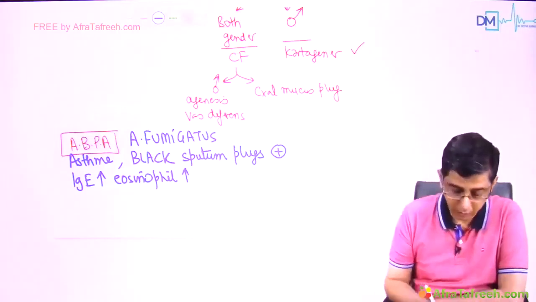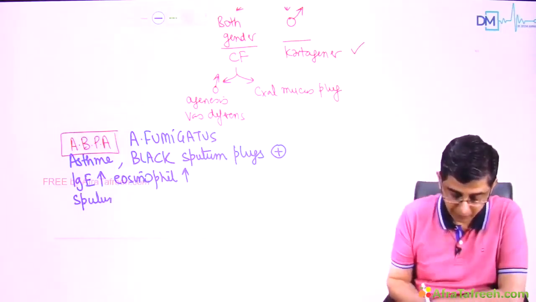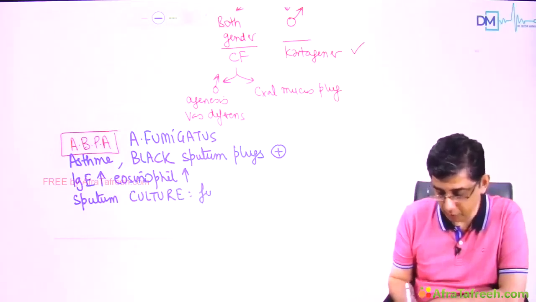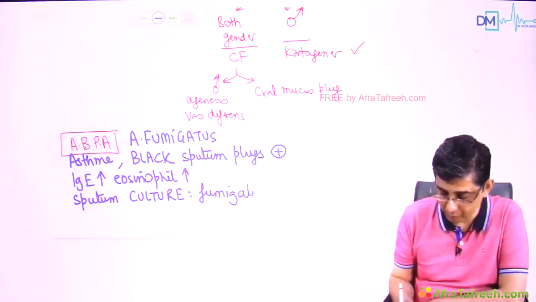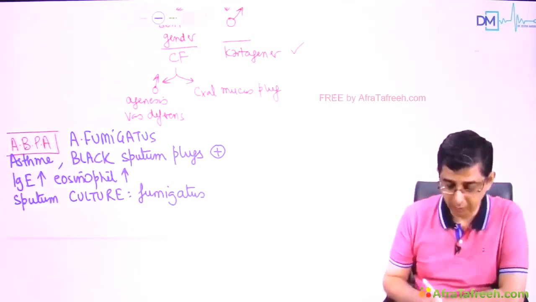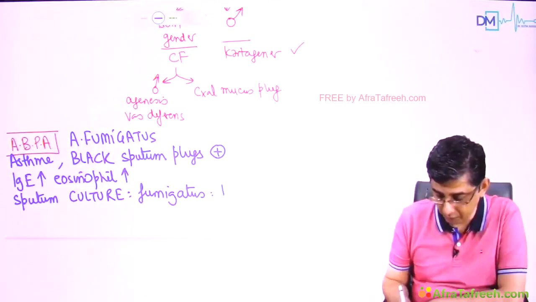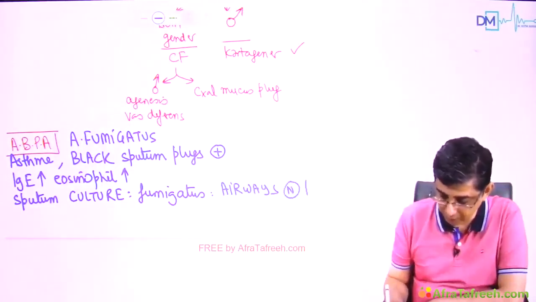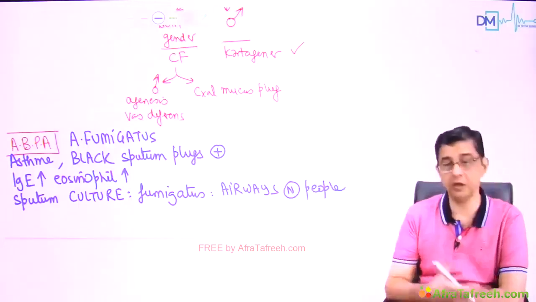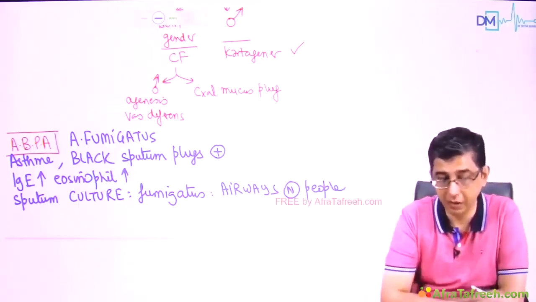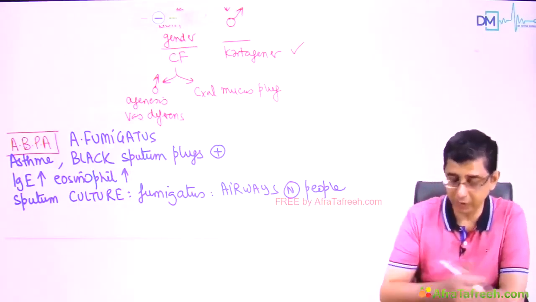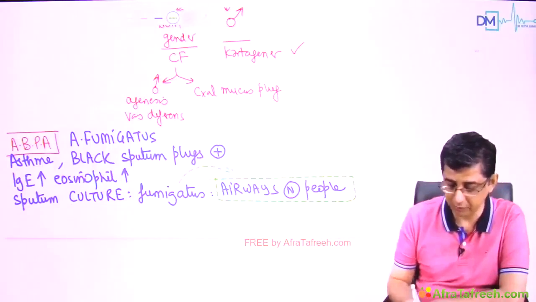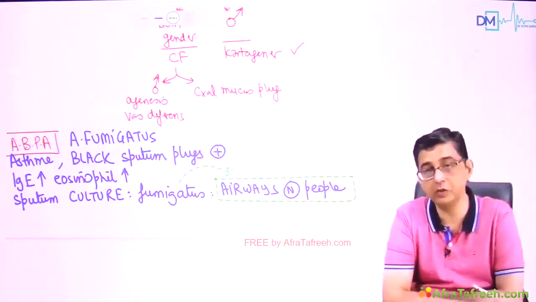I also got a sputum culture done of this guy, and the sputum culture was positive for fumigatus. But the problem is that though fumigatus has been isolated from the sputum of this person, I want you to remember that fumigatus can be present in airways of normal people also. If something is present in airways of normal people and is cultured from this particular person, I cannot say that this is a major diagnostic criteria. So sputum culture cannot be used as a major diagnostic criteria. Why? Because this organism can be found in airways of normal patients also.